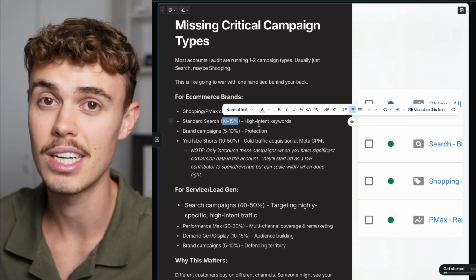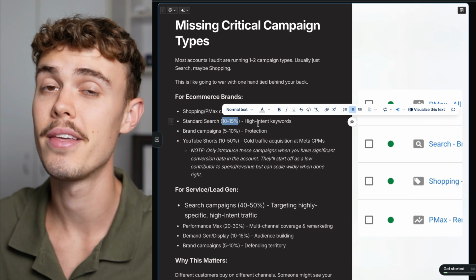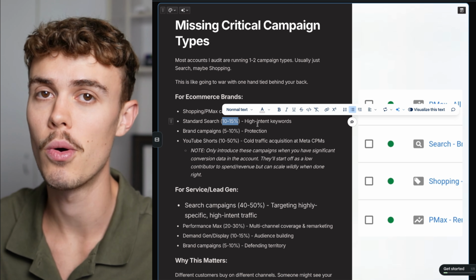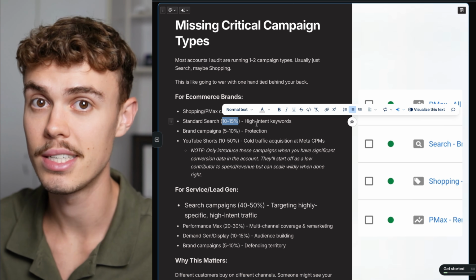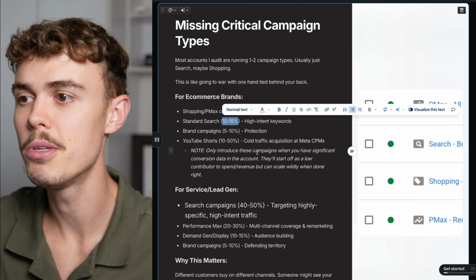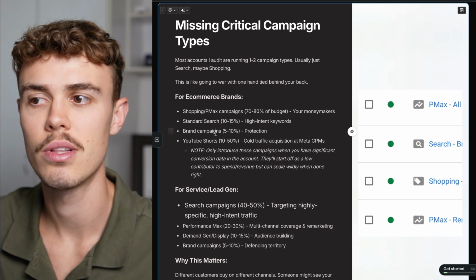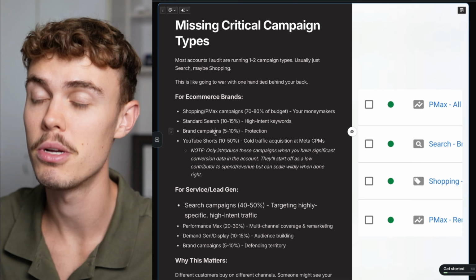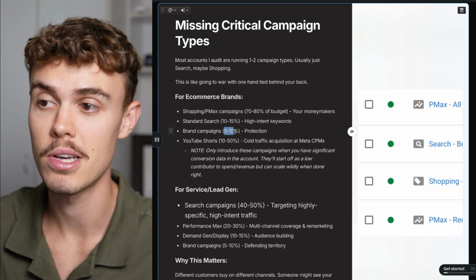just really high intent keywords surrounding your service. If you find there's a specific group of keywords that tend to perform really well compared to others, create a search campaign and test them. They could get some pretty good performance. Next up, brand campaigns. Like I said, brand is fine to run, but just run it in moderation. 5 to 10% of your total budget.